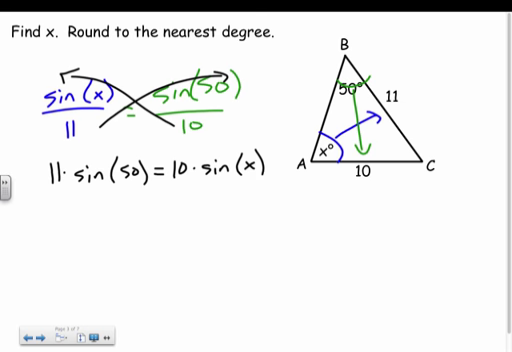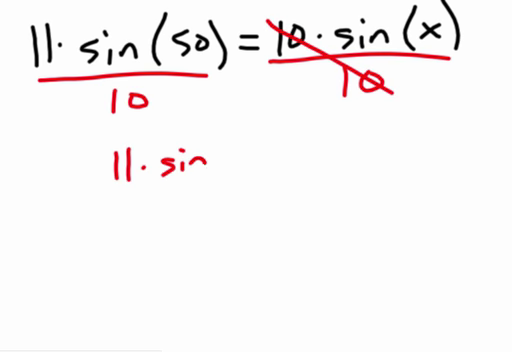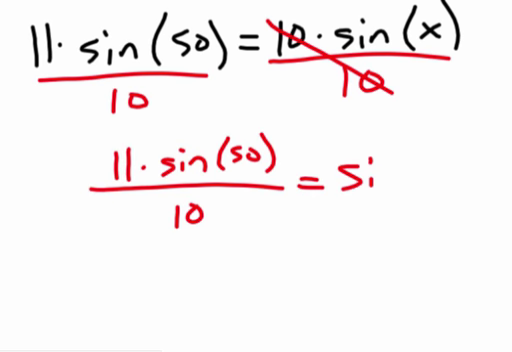Well, I'm looking for an angle measure here. So you know eventually that you're going to have to use the inverse sine to find an angle measure. Well, let's go with our algebra. I want to get x by itself. So first of all, I've got to move this 10 that's being multiplied by the sine. To get rid of it, do the inverse, which is divide by 10. So I divide by 10 on both sides. So now I've got 11 times the sine of 50 over 10 equals sine of x.